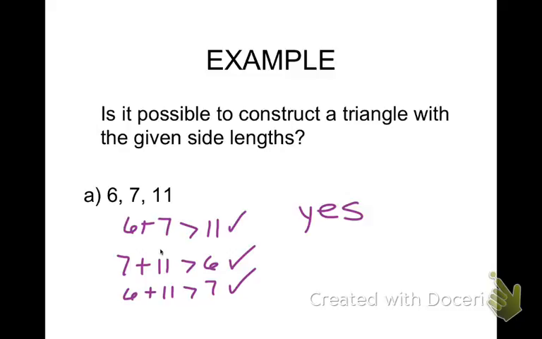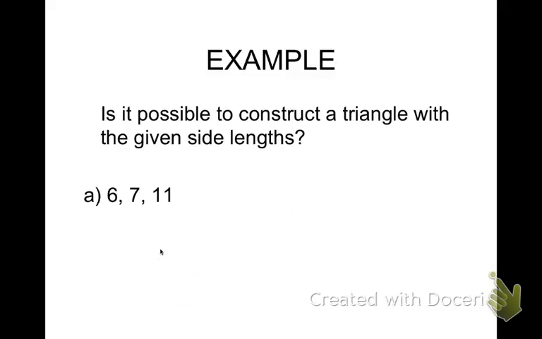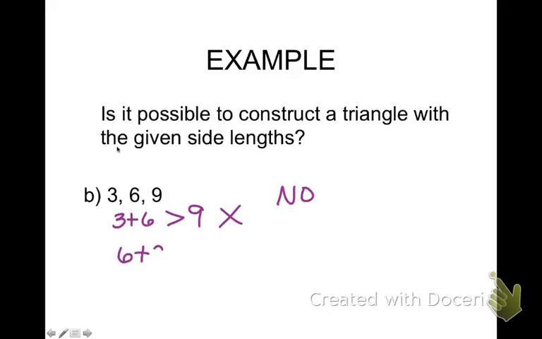Okay. If we look at part B, would that one work? No, why not? Right, 3 plus 6 is not greater than 9. So that's enough to say no, it can't be a triangle. It does work with all the other combinations. 6 plus 9 is greater than 3. 9 plus 3 is greater than 6. So those all work, but you just need one wrong for it to be a no.